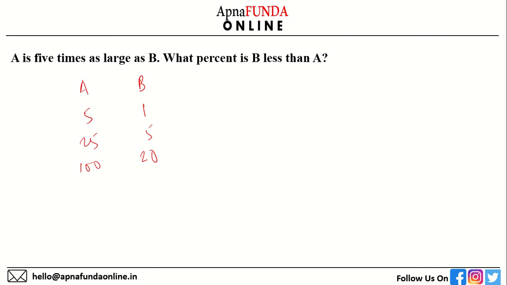Example, in the first case, when we solve this, A is 5 times as large as B. What percent is B less than A? So the difference is 4. This is the change divided by 5, less than A. So our base is A into 100. This will give me 80%. Let's say we solve using this value. The difference is 20. The base is 25 into 100.